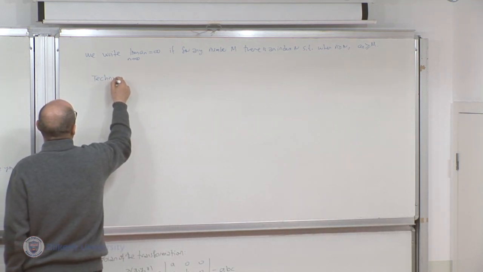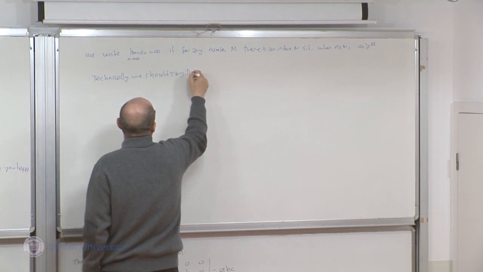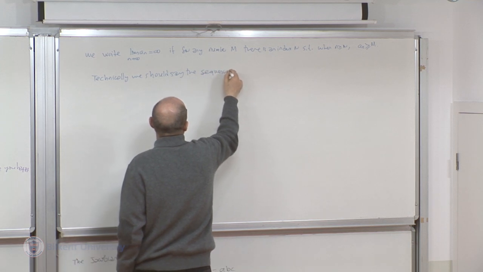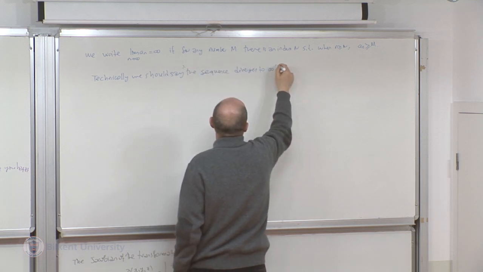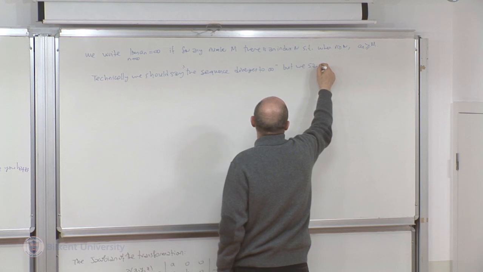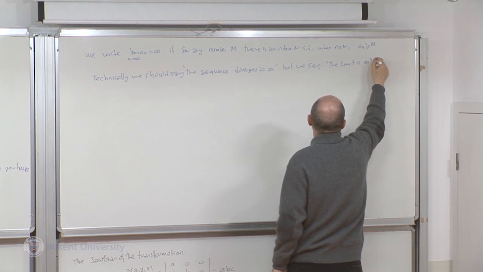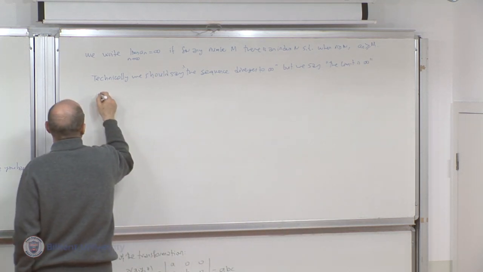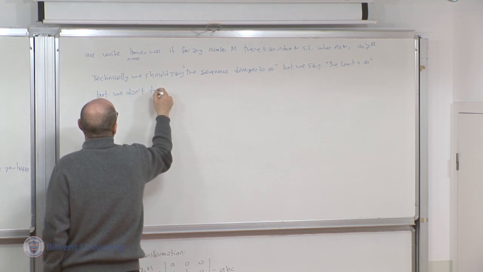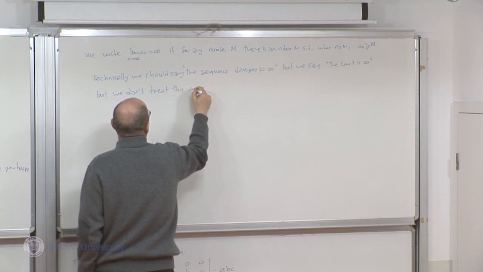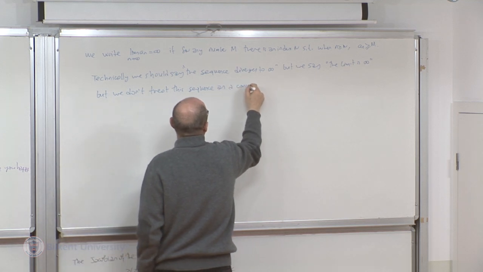Technically, we should say the sequence diverges to infinity, but we say the limit is infinite with the understanding that the limit does not exist. But we don't treat this sequence a_n as a convergent sequence.